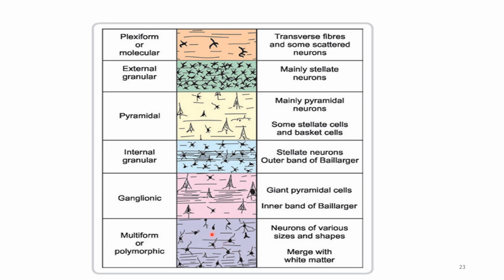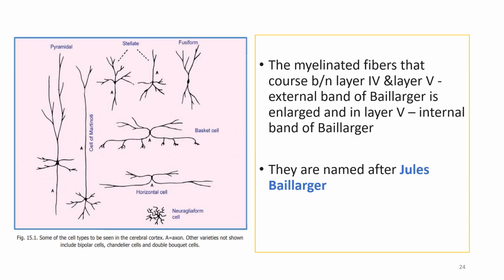And coming to the last layer, the multiform or polymorphic layer, neurons of various sizes and shapes are present, and it merges with the white matter. So the bands of Baillarger are nothing but myelinated fibers.